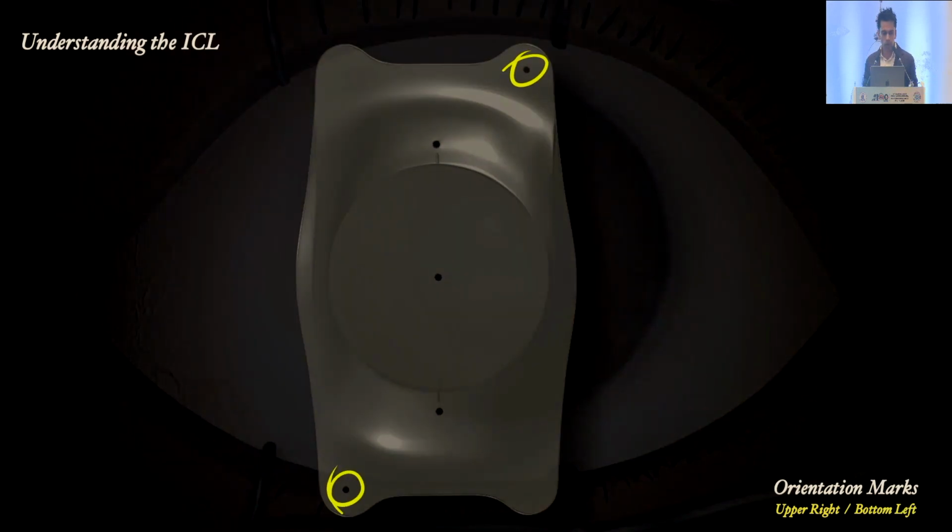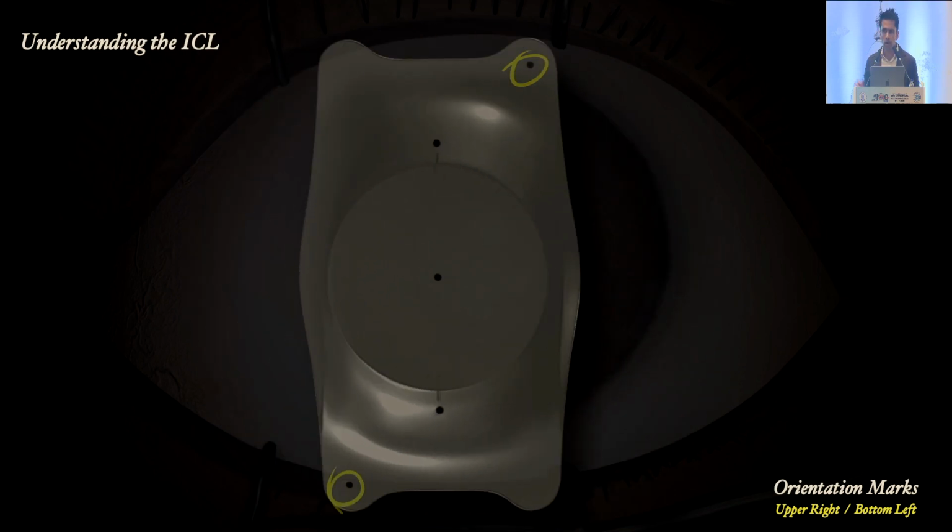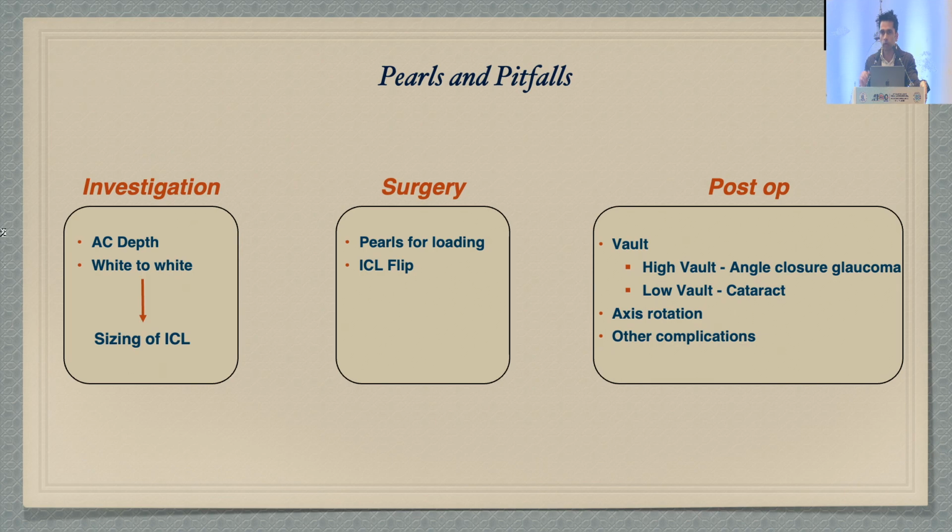So here you can see, understanding the ICL is extremely important. Those are the orientation marks, so even if you rotate it 360 degrees, it's always going to be in the same orientation, bottom left, upper right. One of the hints I can give, especially to beginners who are going to start this: hold your steering wheel in that position, and that becomes your norm when you're starting this procedure of phakic ICLs.